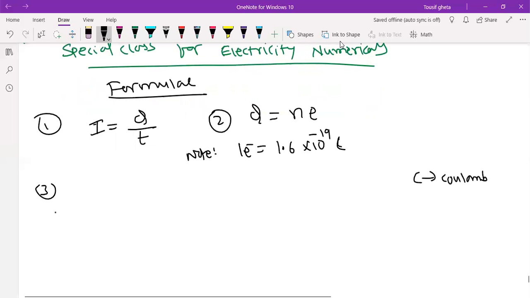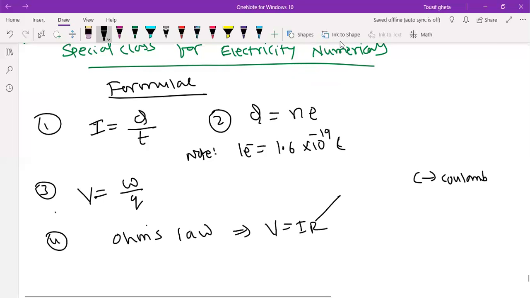Third, potential difference. V is equal to work done by charge. Fourth, Ohm's law. V is equal to IR. From this you can write I is equal to V by R. Even R is equal to V by I. Okay.